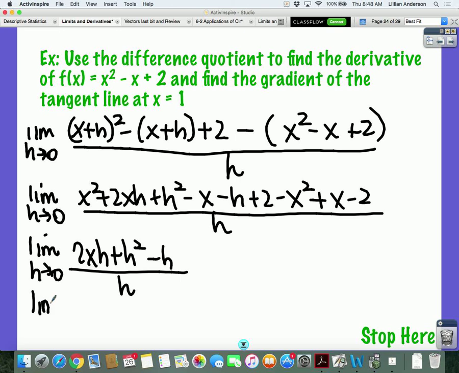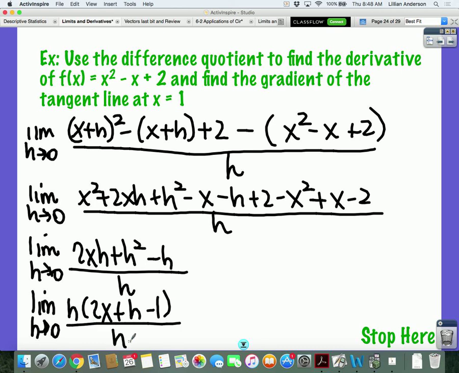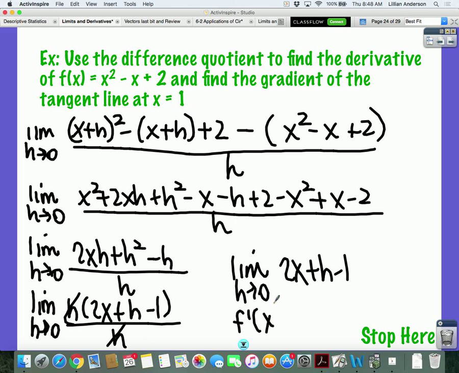Then, what do you do from here? Factor out an h, so that leaves you with h times 2x plus h minus 1, all over h. The h's cancel out from this point. You're left with the limit as h approaches 0 of 2x plus h minus 1. When you go to plug in, you'll have your derivative, which is 2x minus 1.